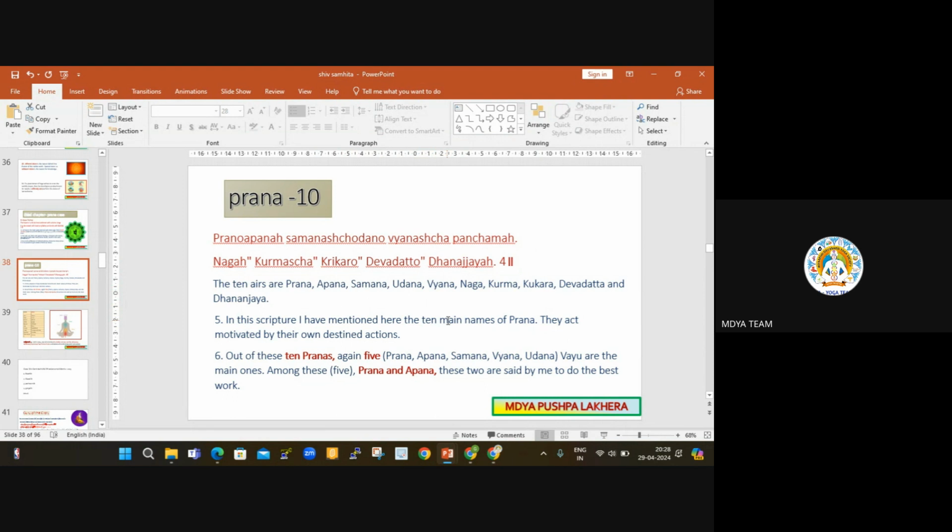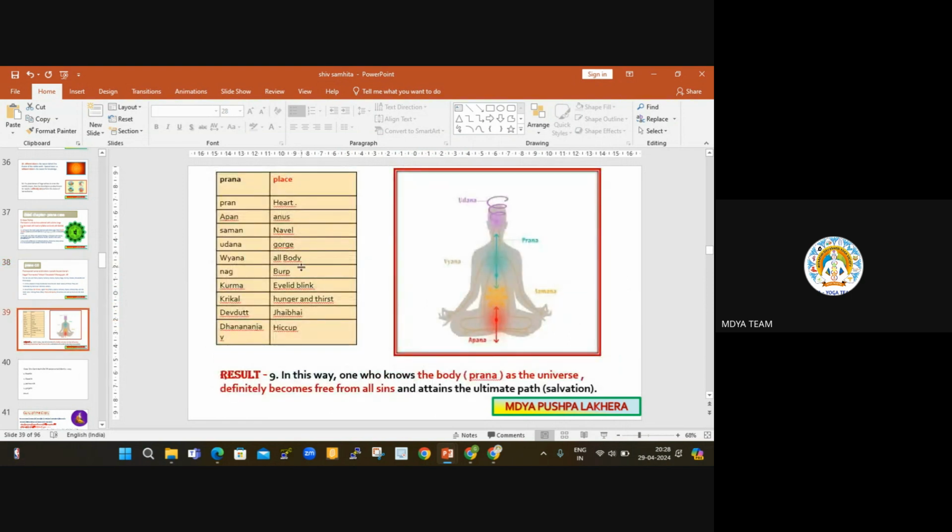The same thing is mentioned in this slide: prana in the heart region, apana in the anus region, samana in the navel region, and udana in the throat region, or it is stated in a different way. For vyana, a little spelling mistake is there. It is present in the whole body.